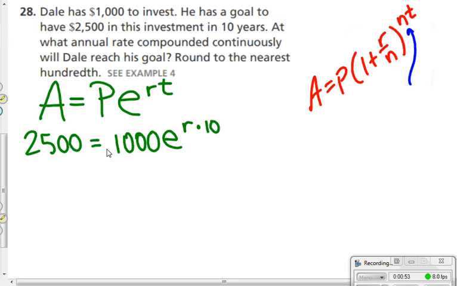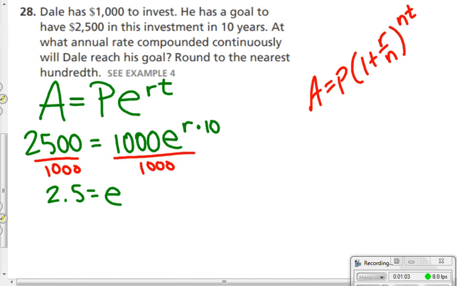We're going to begin by dividing both sides by 1,000 to get the E by itself. And you should get 2.5 equals E to the 10R. It says R times 10. I'm just going to flip them around and call that 10R.